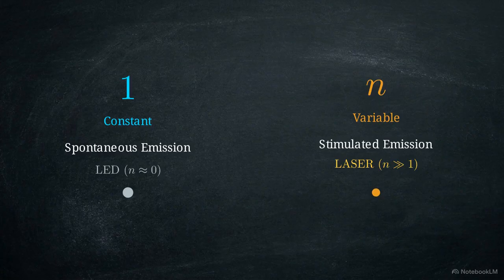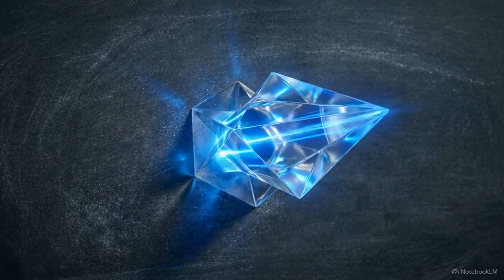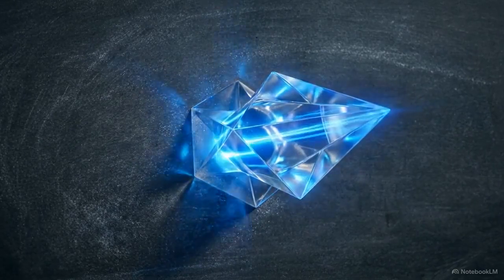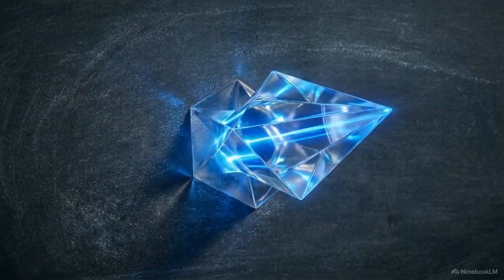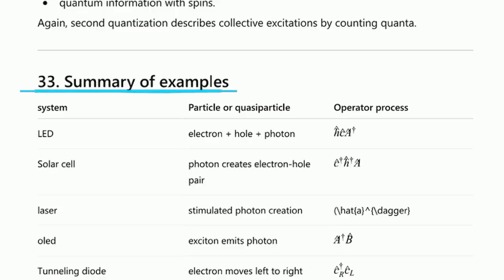The structural divide between simple indicator lights and the high-speed lasers powering global fiber optics is governed entirely by that single bosonic multiplier. This table demonstrates that second quantization is the universal modeling language for all modern quantum hardware. If we take the LED operator sentence and run it in reverse, annihilating a photon to create an electron and a hole, we accurately model a solar cell.